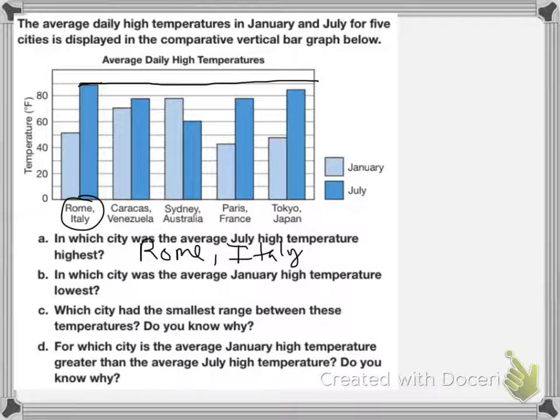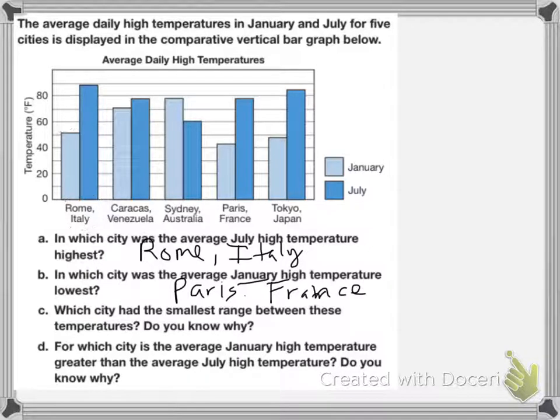The next question asks, in which city was the average high temperature the lowest? So looking again at the high temperature in January this time, and we're looking for the lowest. So looking at the lowest, it looks like Paris is the lowest number for January. So it's going to be Paris, France, because it's about 40 degrees.